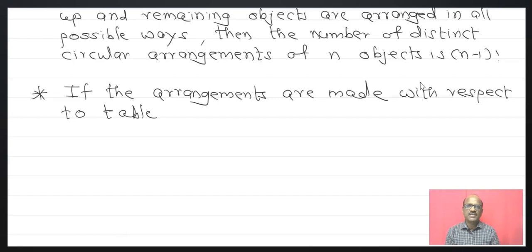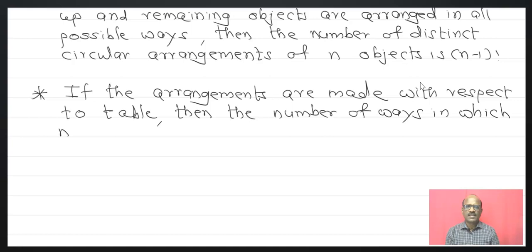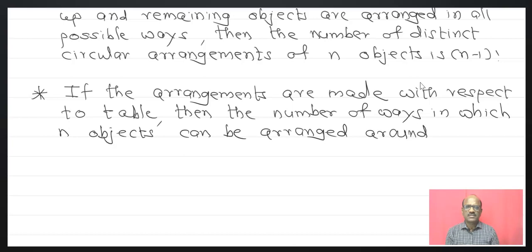Next is, if the arrangements are made with respect to a table. This is also important. If the arrangements are made with respect to a table, then the number of ways in which n objects can be arranged around the circular table is n factorial.